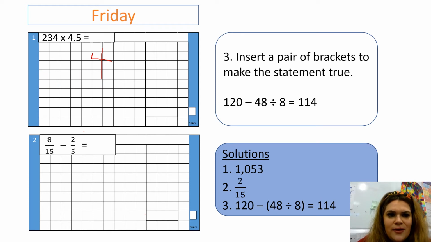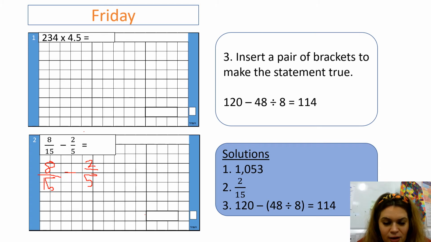Right, let's have a look. Our next question, we have got 8 15ths and we are subtracting 2 fifths. So remember, when we're subtracting, we need to make the denominators the same. Okay, they need to have a common denominator. So we need to find a common multiple of 15 and 5. And I know that 15 is in the 15 times table. And I also know that 15 is in the 5 times table. I times 5 by 3 to get there.